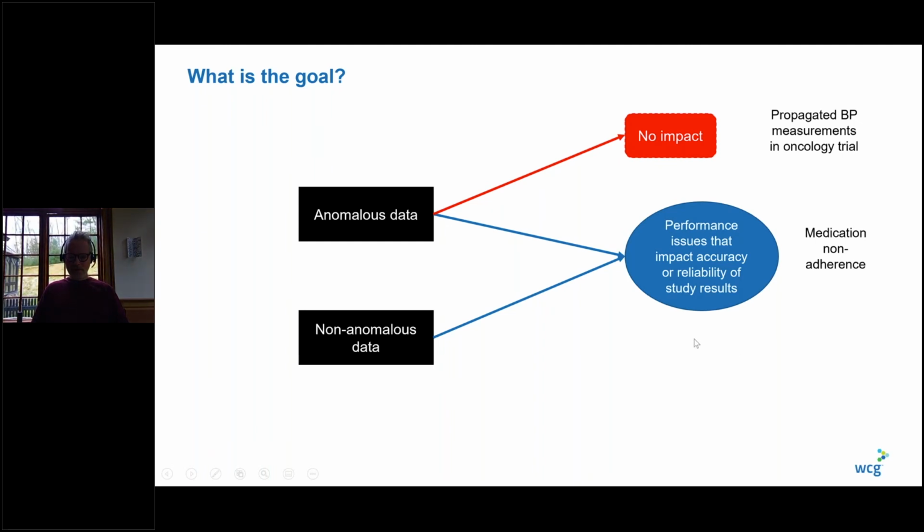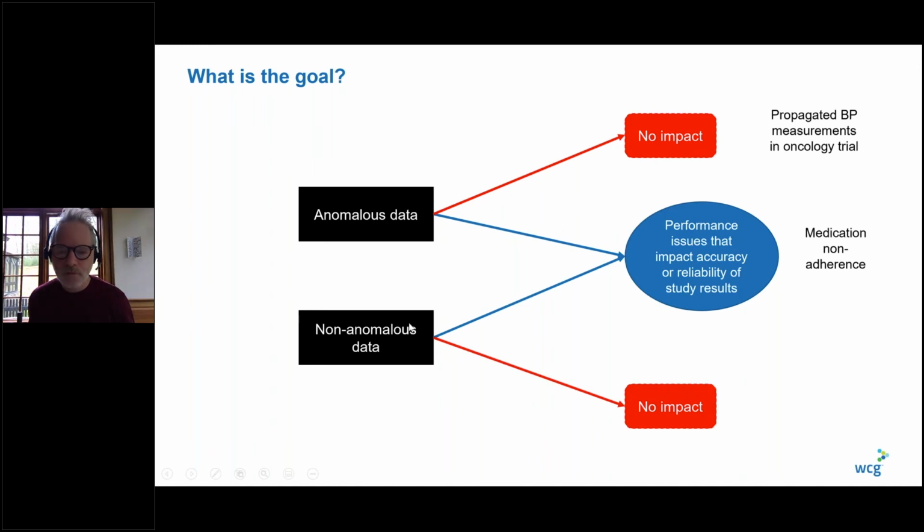So I feel like that's why I feel a little bit anomalous at this meeting, and I hope I'm not getting too many people angry, because really this is the issue here: performance issues that impact accuracy and reliability of study results, and detecting anomalies is a means to an end and is an incomplete means to achieve that end. Of course, a lot of non-anomalous data is to be ignored as well, because that has no impact either.